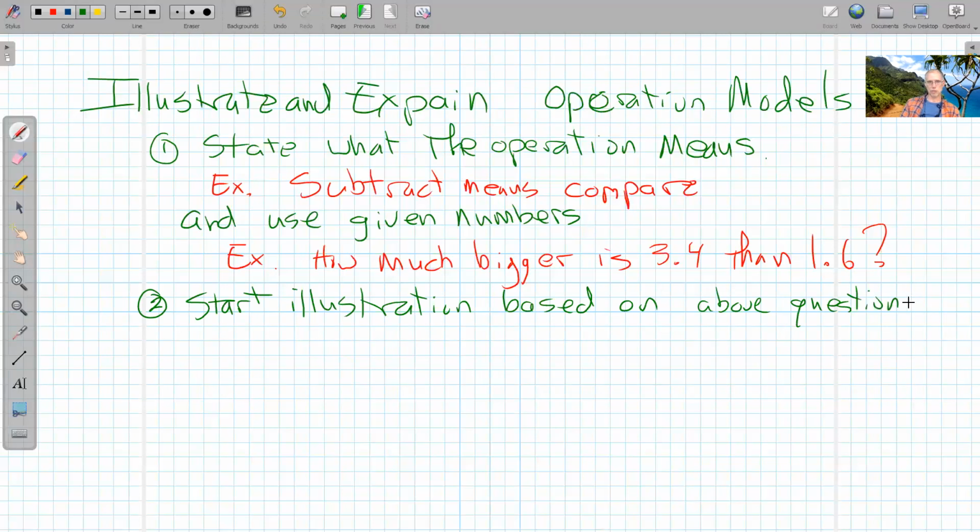Right, so every time we model something that we state what an operation means, it asks a question, then we can take that question and turn it into an illustration. The next thing we need to do is explain how the illustration shows the answer.